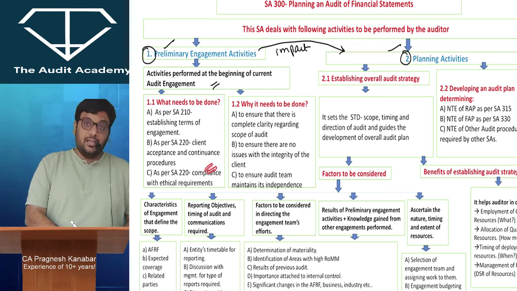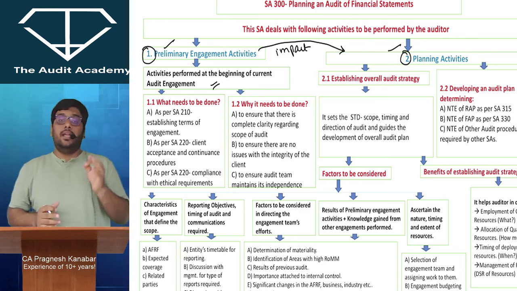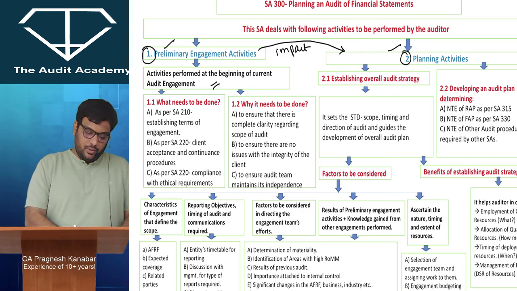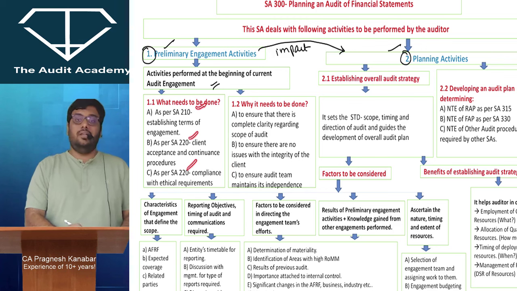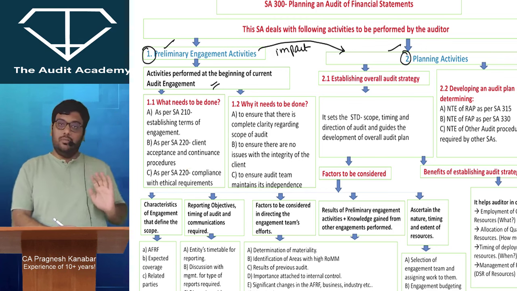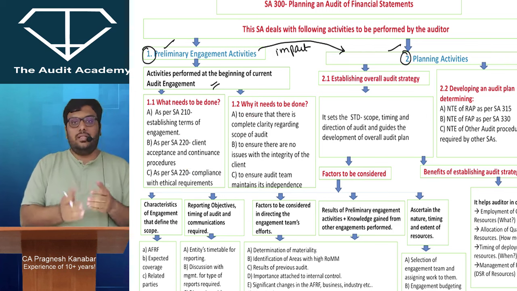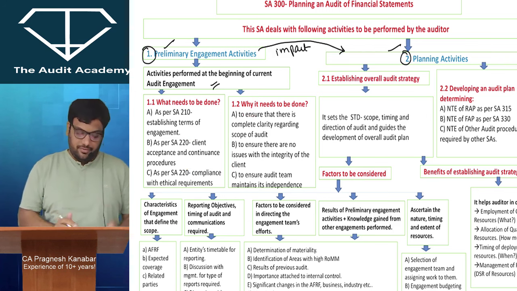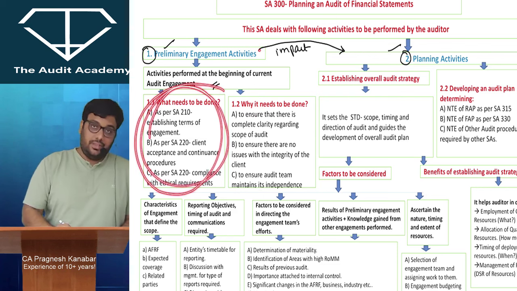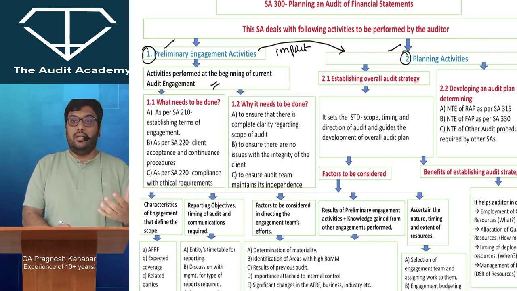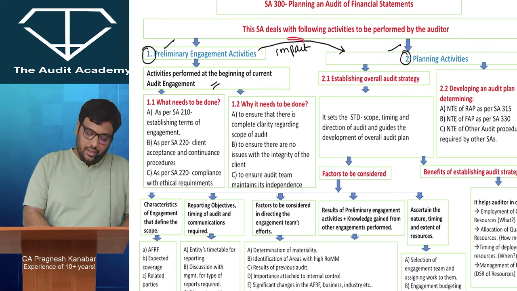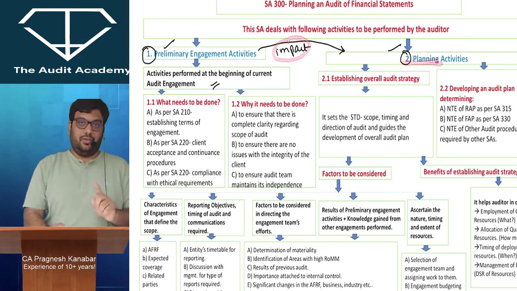Third, you should be very clear about your ethical requirements, especially independence, to ensure that there is no problem with your independence. You can remember in this manner: 210, 220, 220. One about terms of engagement and two quality control points. And why it needs to be done, you can understand along with the what part itself. If there is some problem in these activities, or the more clarity you gain about your scope, whatever is the outcome, whether positive or negative, it is going to impact your planning activities.